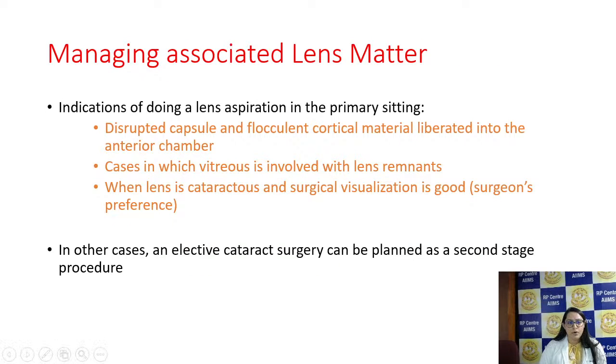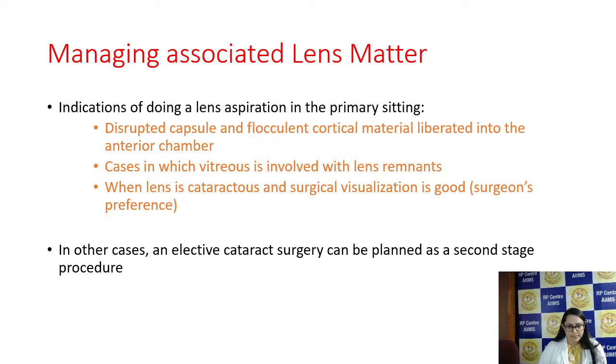Also about management of lens matter, there are few indications for doing a lens aspiration in primary sitting for a patient with ocular trauma, namely any disrupted anterior capsule with flocculent cortical material in the anterior chamber, cases in which there is vitreous involvement, and cases where the lens is cataractous and surgical visualization is good, which is based on the surgeon's preference.